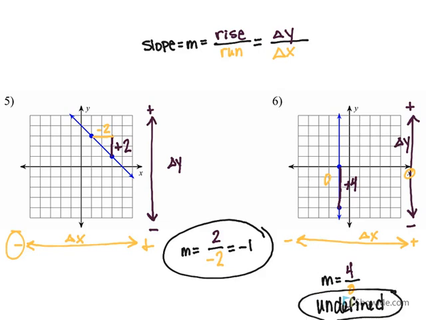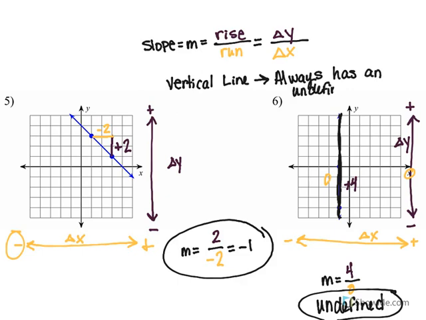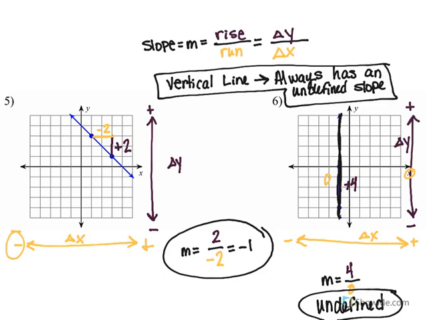And if you notice something about this line, you'll notice that it's a vertical line. So it's going straight up and down. So if you have a vertical line, the slope is always undefined. So this should be in your notes somewhere. This is super critical. The reason it's undefined is because we cannot divide by 0.